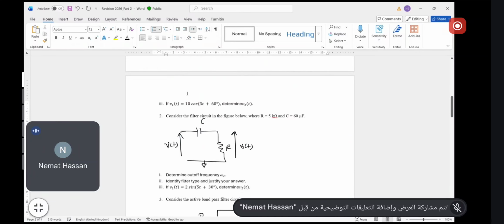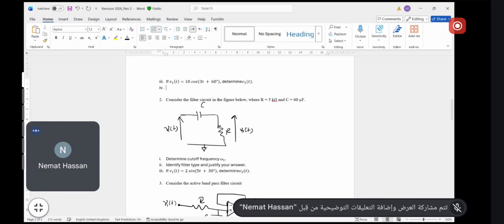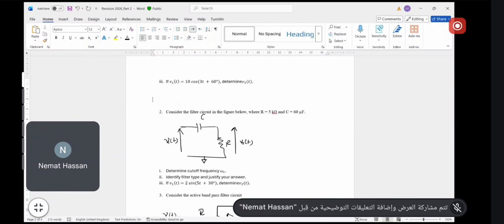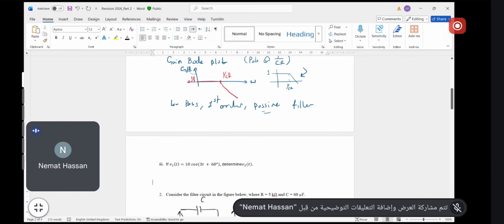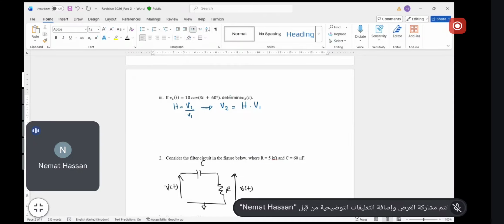So this is the second part of the question. The third and final part is, if the input was 10 cosine 3t plus 60, can I determine the output? This is very important because we know that the gain is equal to output divided by input, right? Therefore, the output V2 is equal to the gain multiplied by the input, correct? Let us consider the phasors of this.